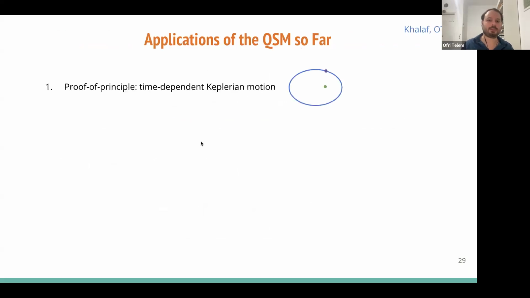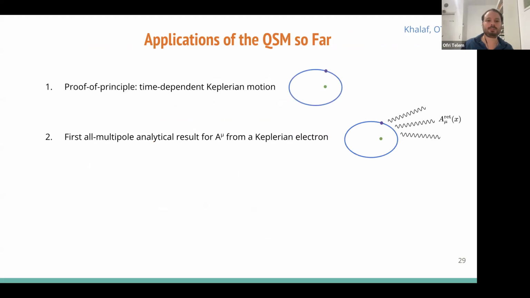Okay, so let's look at applications. As a proof of principle, let me reproduce for you the formula for the radius as a function of time for just Keplerian motion. Then I'm going to compute for you the radiated field at all multipoles, not just dipole, just all the field that's generated from a Keplerian electron.